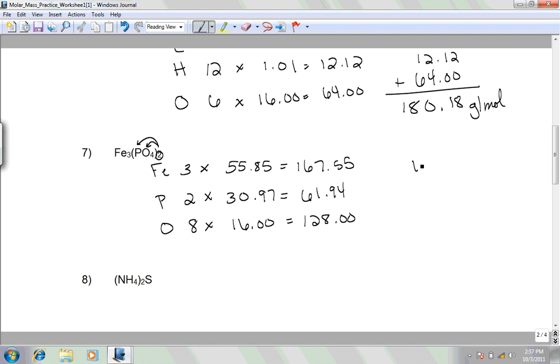We're going to add these numbers together to get the total molar mass. And that comes out to be 357.49.